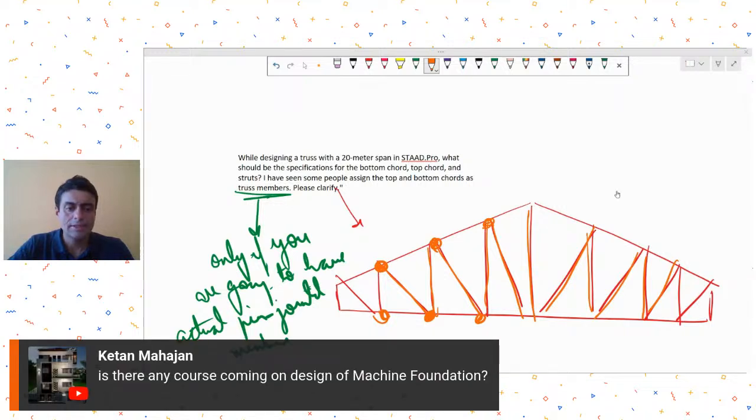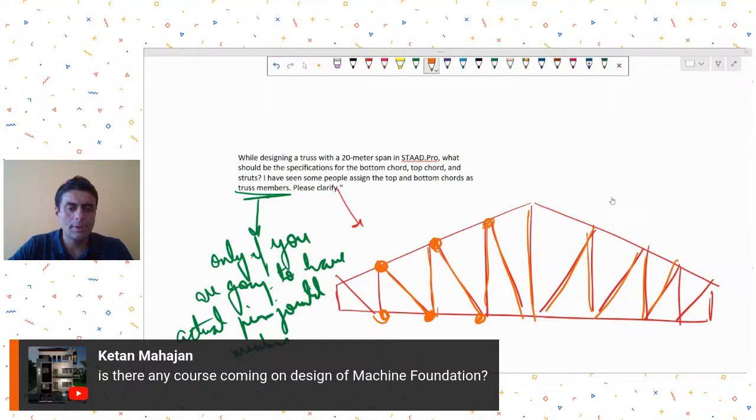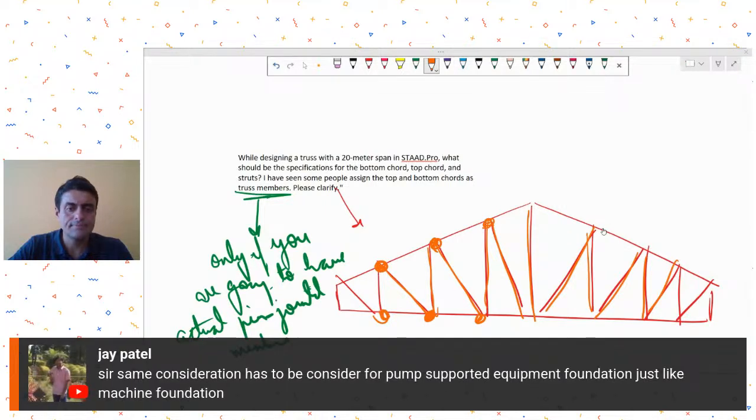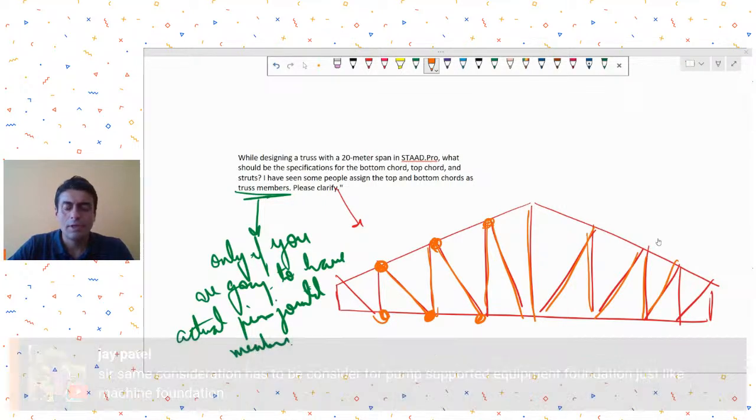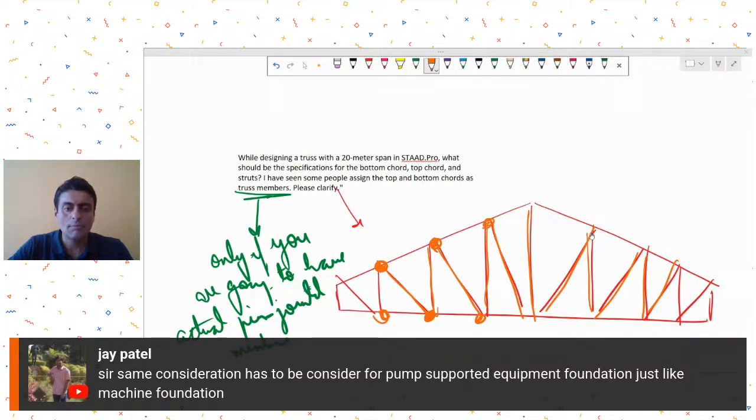Mr. Ketan Majan is asking, is there any course coming on design of machine foundations? Yes, I think we should, because in our earlier course on foundation design, we did not cover the machine foundation topic. Maybe we can do machine foundations not only on soil but also on buildings, like you had asked, and also many people have asked this. So maybe we could do something in the near future.